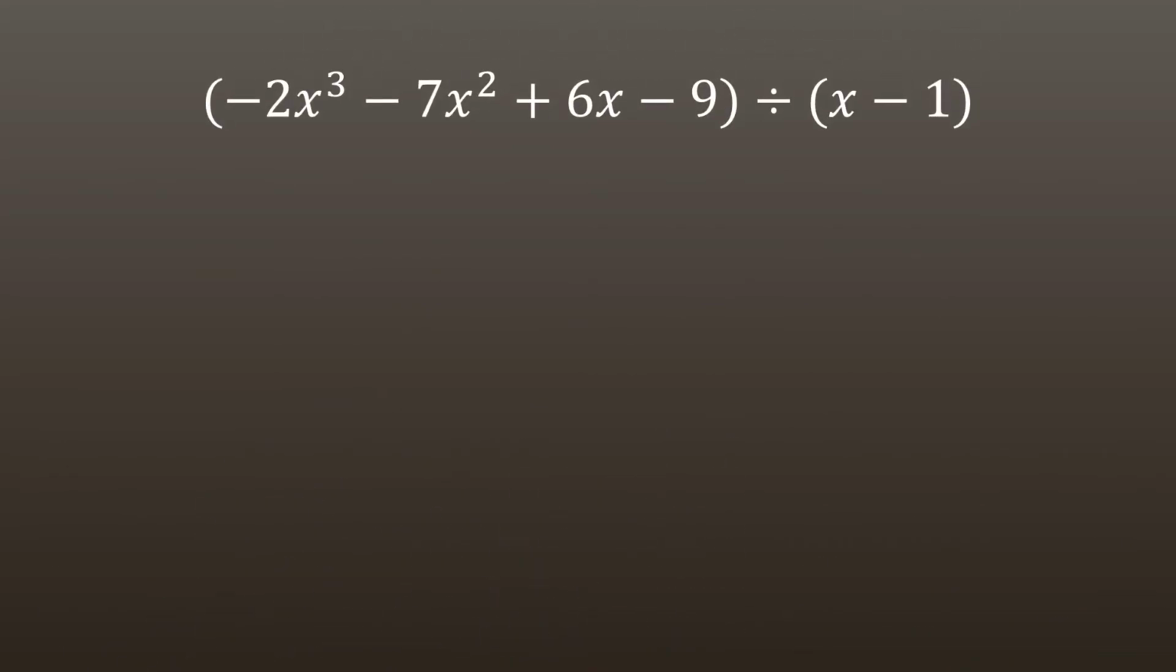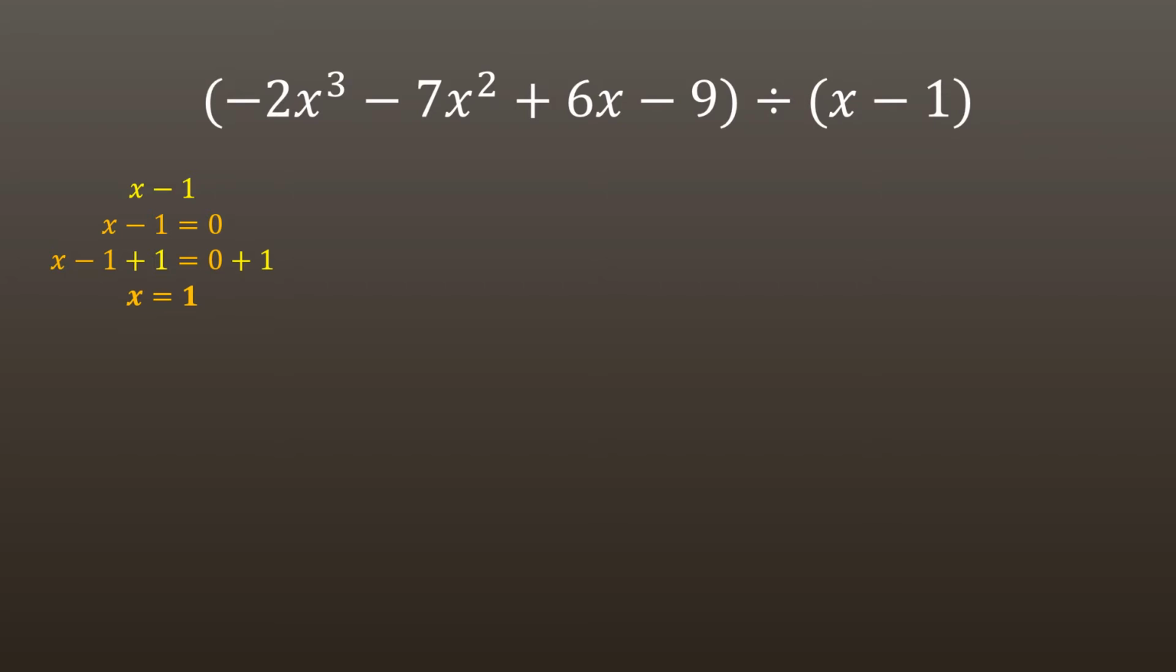Okay, let's have this example. Negative 2x cubed minus 7x squared plus 6x minus 9 divided by x minus 1. The first thing that we need to work on is to identify our divisor, which is x minus 1. Now we need to get our synthetic divisor, so we equate that to 0. So x minus 1 is equal to 0. Then solving for x, we add 1 to both sides. So we have x equal to 1, and that will be our synthetic divisor.